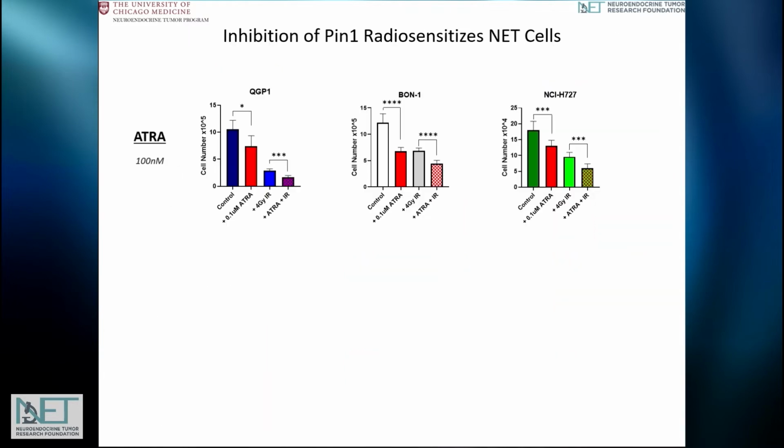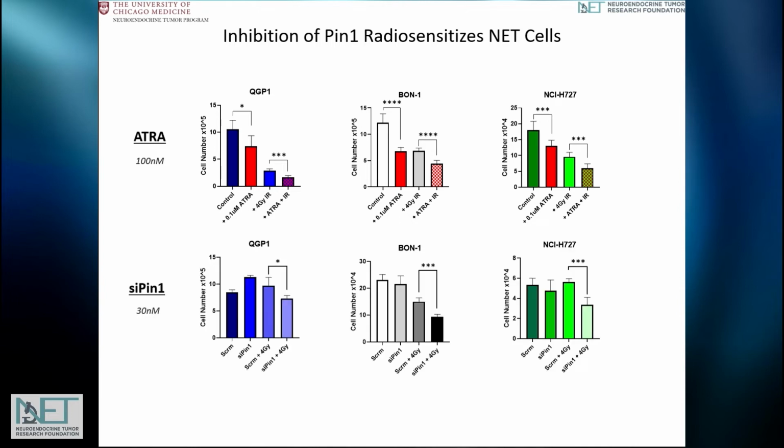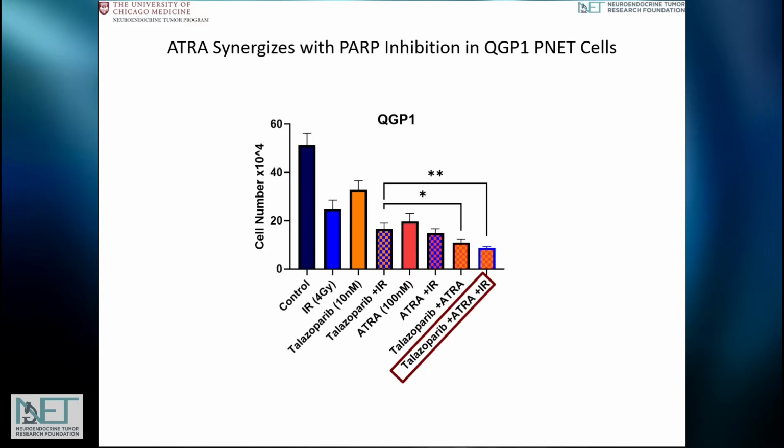We then used 2 pancreatic neuroendocrine tumor cell lines and a lung neuroendocrine tumor cell line, gave them ATRA, 100 nanomolar, which is a relatively small dose. Even though we could see a direct effect of ATRA on cell numbers, the effect was particularly hefty when combined with IR, as you can see here, suggesting that ATRA indeed radiosensitizes these cell lines. We wanted to see whether this was due to PIN1, so we knocked down PIN1, and here we see again, similarly, that there's a radiosensitizing effect through PIN1 inhibition in all these 3 cell lines.